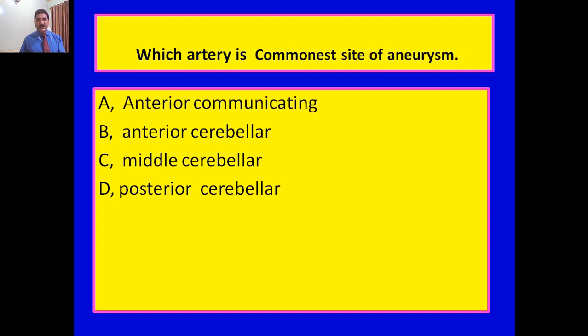Our next question is, which artery is the commonest site of aneurysm? Anterior communicating artery, anterior cerebellar artery, middle cerebellar artery, posterior cerebral artery. As already said, the anterior and the posterior communicating arteries are the commonest sites of cerebral aneurysms, and these aneurysms rupture to cause subarachnoid hemorrhage.